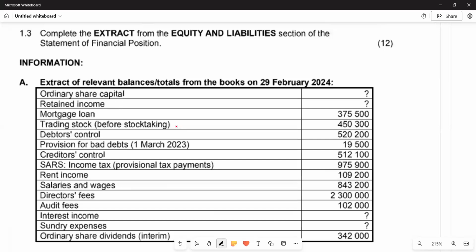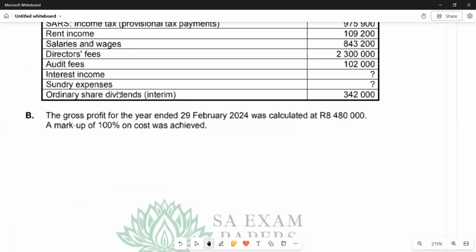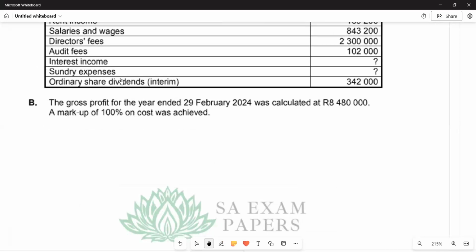Going down, we are not given anything to do with sales in the list of balances. Then we go to the additional information to find any hint that can help us find our sales. If you go to B: the gross profit for the year ended 29 February 2024 was calculated at 8,480,000 rands. A markup of 100% on cost was achieved. From this statement, we can find our sales.